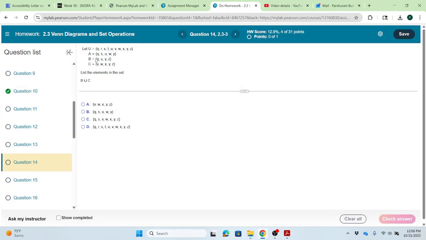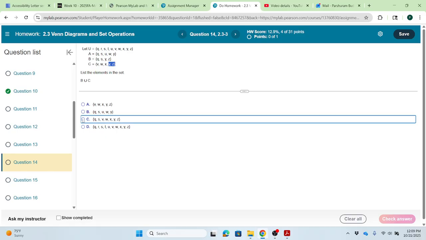How do you find the union? B union C: everything from B, everything from C, but do not repeat anything. So it's supposed to be Q, S, Y, Z, but do not repeat Y, Z, because they are repeated. So it would be Q, S, there is no U, V, W, X, Y, Z. This is the union.